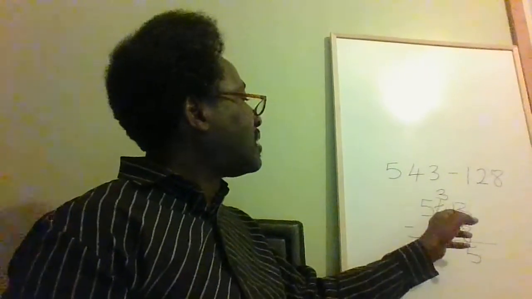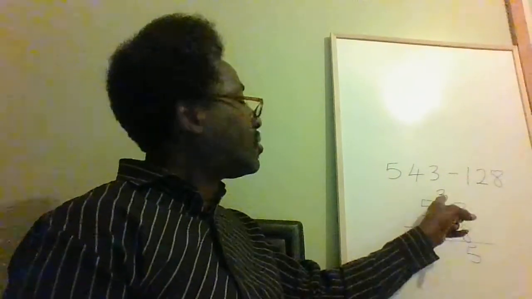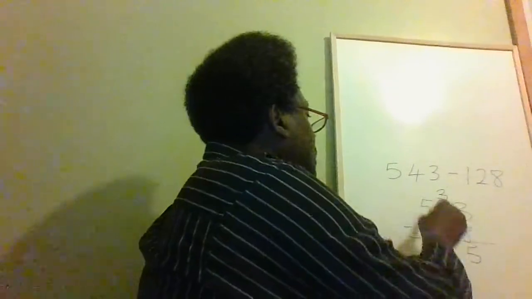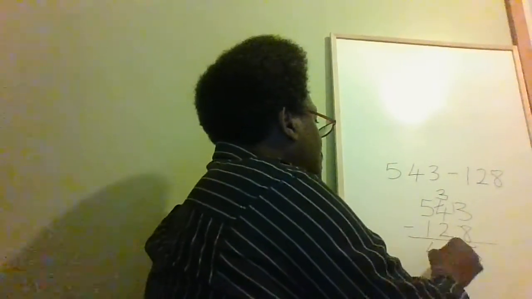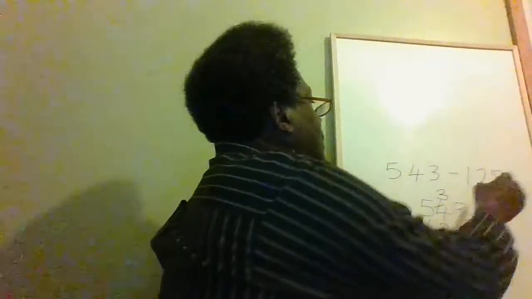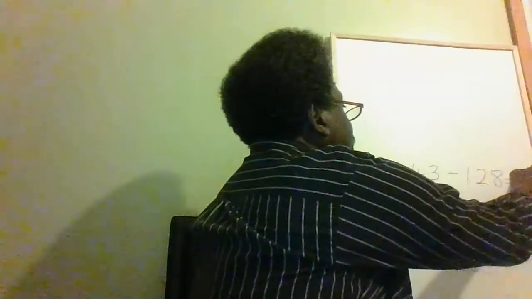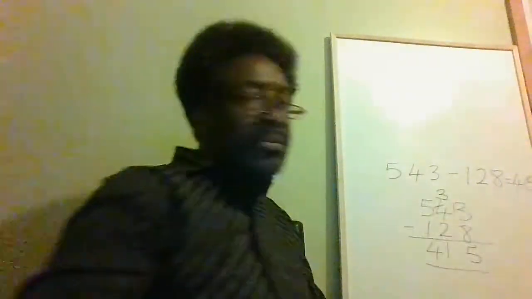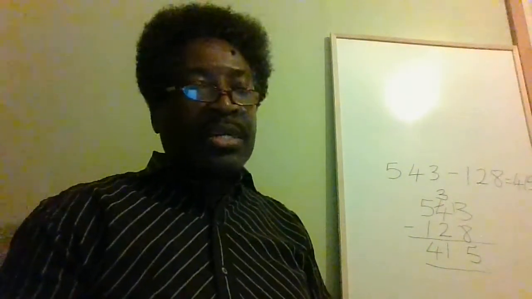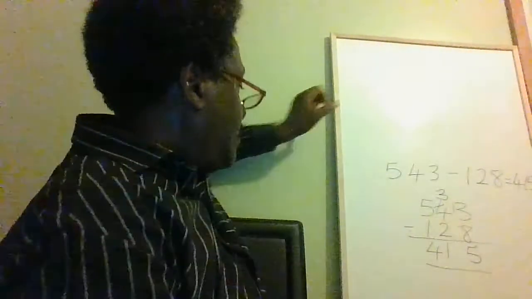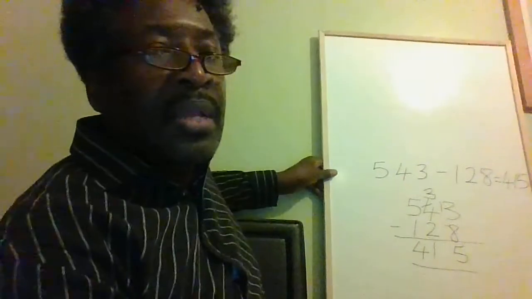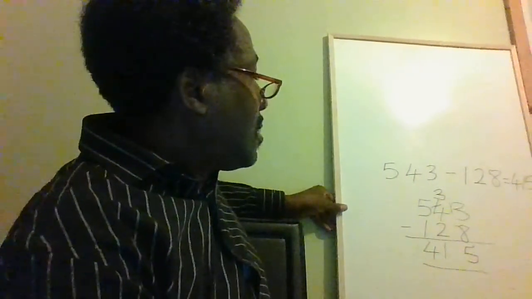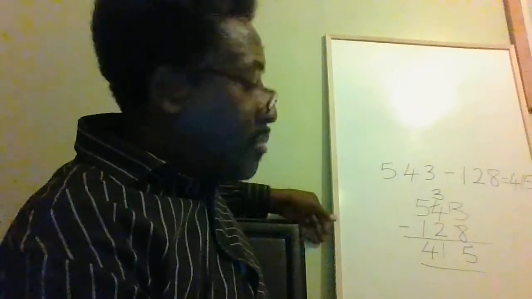3, remember this 4 is now 3. So you do 3 take away 2, that's 1. And you do 5 take away 1, that's 4. So the answer is 415, as you can see. Let's do another example.